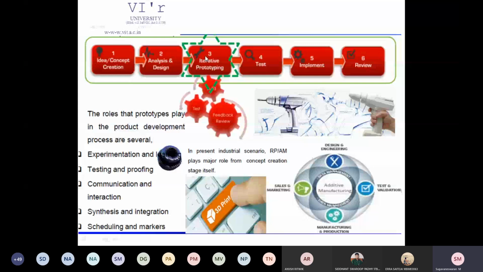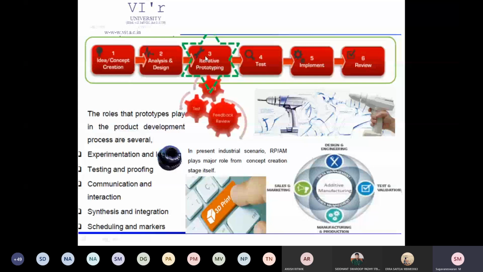Again, you rework the prototype. Then you finalize what is your final physical component. Then you fabricate a few more components and do real-time testing. Once everything is approved, implement it in the production schedule, produce the component in mass and get the review from the customer. And again, from the review, you are going to create a concept. So this is the general design stage, the general activity involved in new product development.